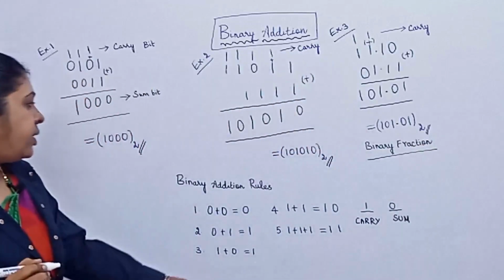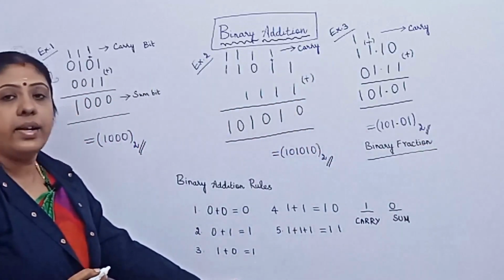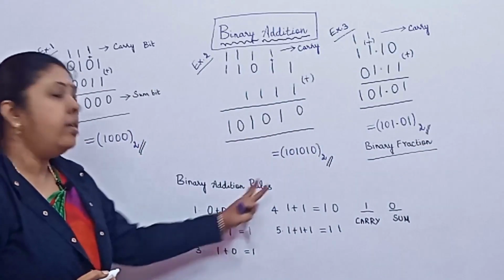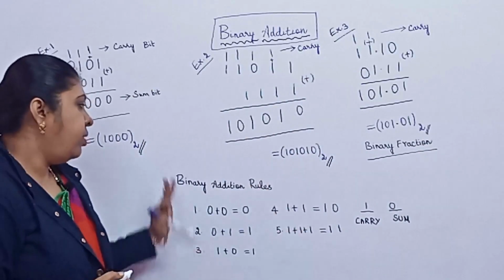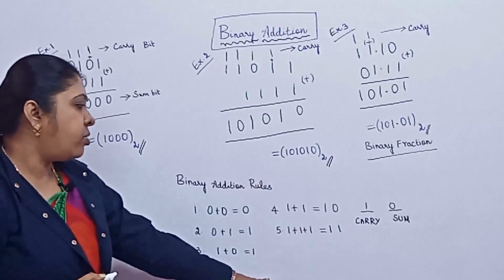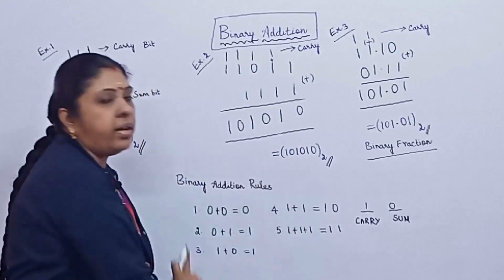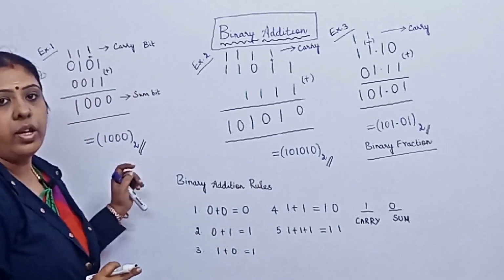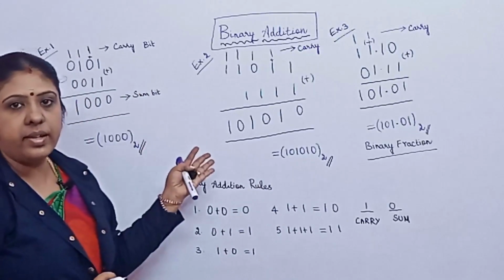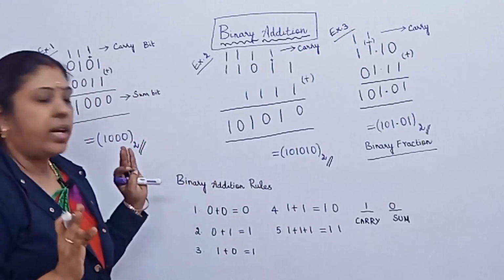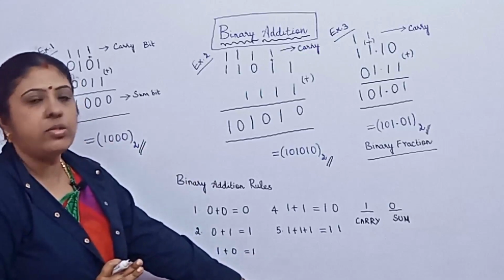So just remember these simple 5 binary addition rules. These are the possible things that will happen when doing a binary addition. Not only these 3 examples, whatever example you consider, you can apply these 5 rules and solve it on your own.